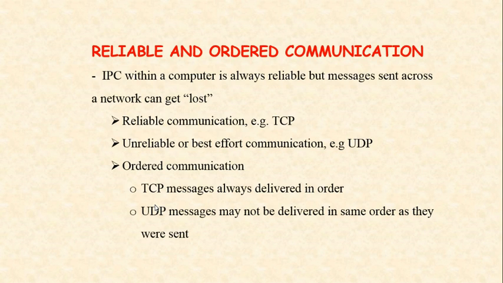Inter-process communication outside the computer, that is the network, is not reliable because the data can be lost here. Hence, it is unreliable communication. An example of unreliable communication is User Datagram Protocol. Here, there is no guarantee of delivery, ordering or duplicate protection. UDP messages may not be delivered in the same order as they were sent.